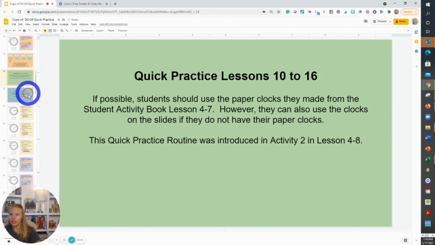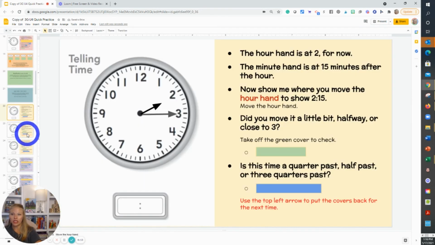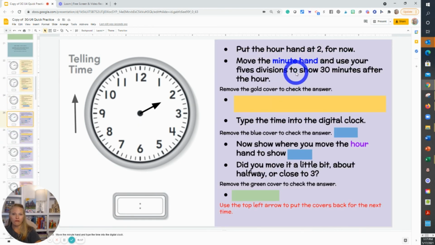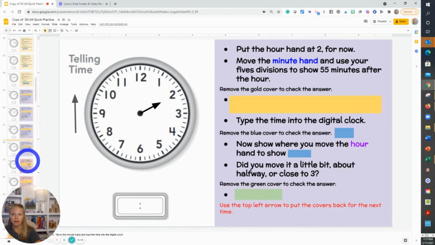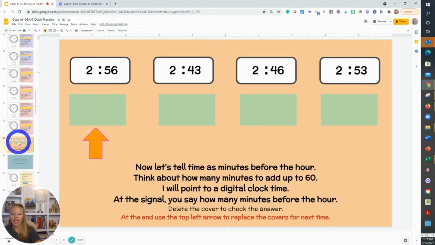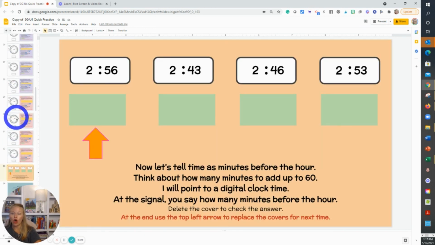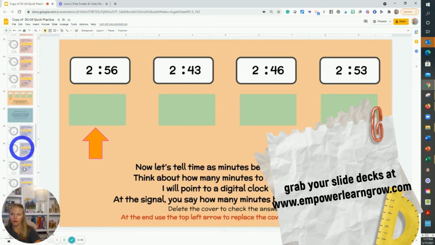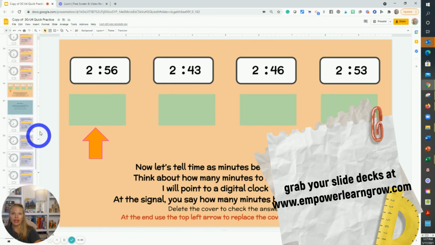All right, now we get to lessons 10 through 16, and you're going to notice that it's all very similar. You get to your purple, now you have 30 minutes after, so the number of minutes starts to change. The complexity now: show 23 minutes after the hour. Can you use your 5 divisions? So they'll get the hang of it, but remember, you're trying to get through all of these slides each day. So follow your cues in the slide deck to know which day is which lesson, and you will be good to go. Enjoy.